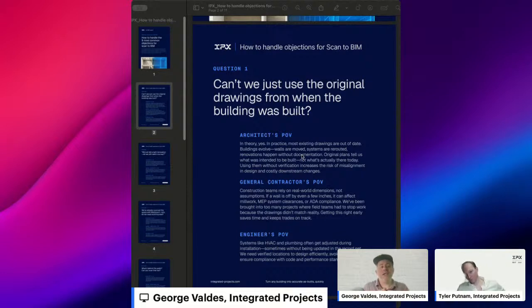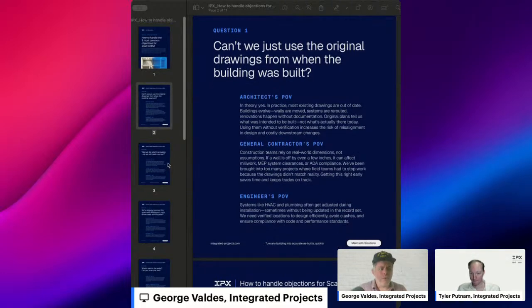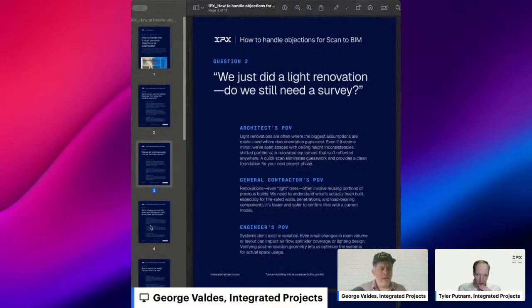So if this question is being asked of you and you're an architect, we've added the architect's POV. In this sense, you're very clearly explaining why things have changed, using language that's intuitive, understandable, and very helpful for an owner. So, in theory, yes, but in practice, most existing drawings are out of date. Buildings evolve, walls are moved, systems are rerouted, renovations happen without documentation. I think this language alone is helpful, and we wanted to put this together in a way that was very condensed and easy for everyone to pick up on.